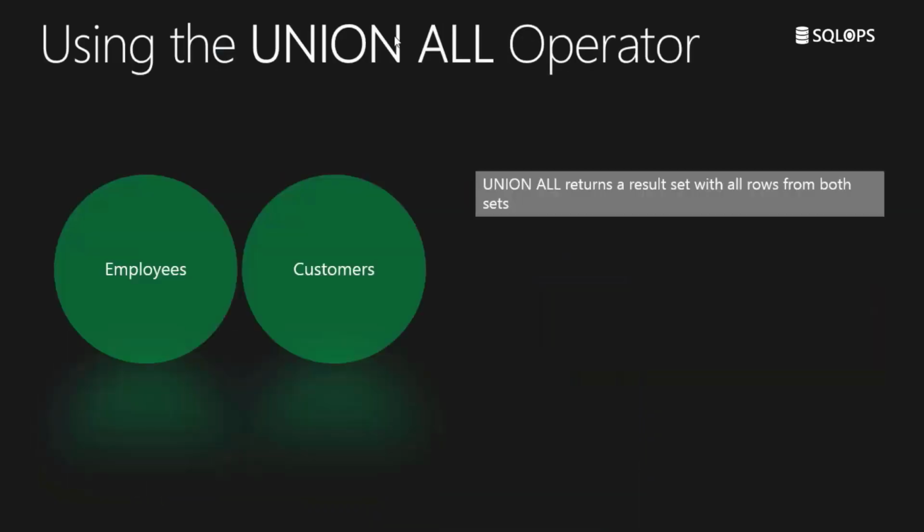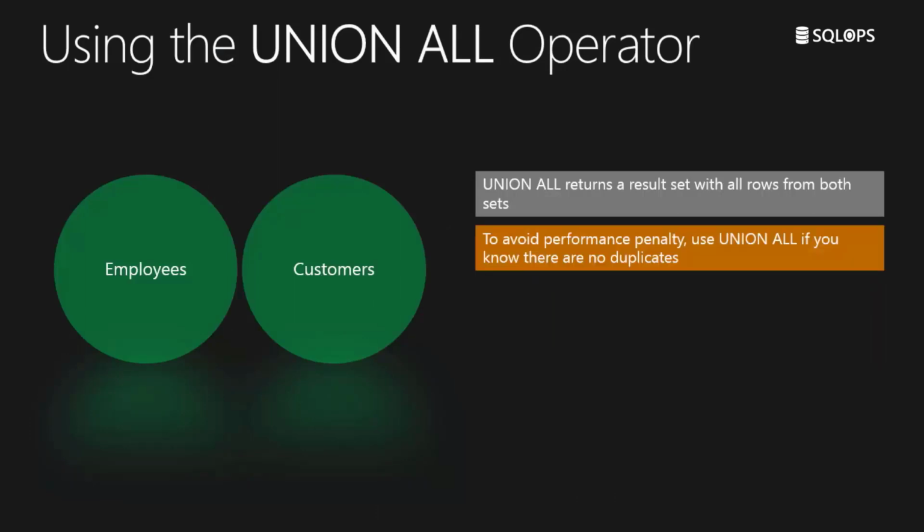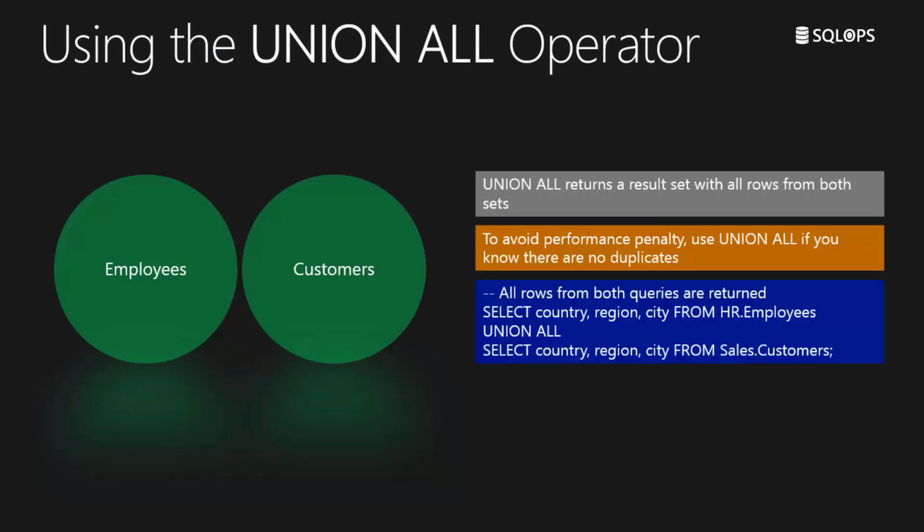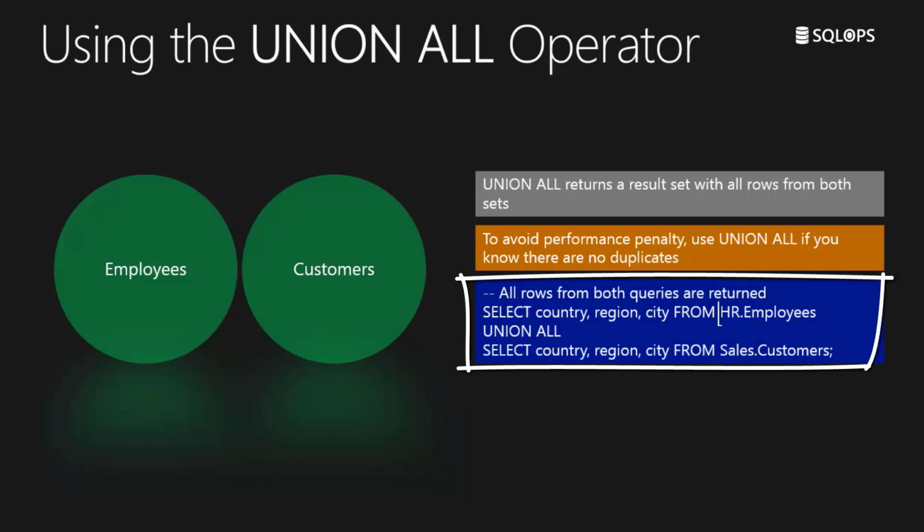You can use the union all operator if you want to return all the rows from both input sets, or if you know that there will be no duplicates to filter out. In this example here, it will return all the country, region, and cities from both HR employees and the sales customers tables. Let's execute this query and see what the results will look like.